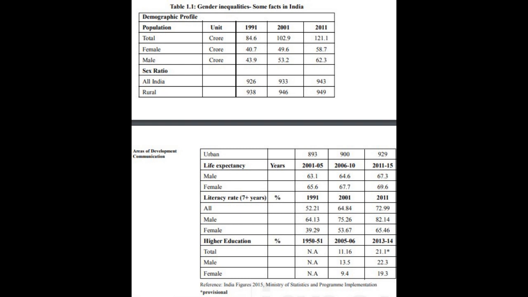Contrary to this, 16 states/UTs have recorded a significant decrease in sex ratio. Notable reduction has been recorded in Daman and Diu, 45.03%, Dadra and Nagar Haveli, 18.19%, Goa, 13.71%, Lakshadweep, 9.25%, and Bihar, 8.21%. Table 1.1: Gender Inequalities, some facts in India. Look at the screen. The evidence shown in the above table is that gender differences and inequalities persist at all levels and areas.